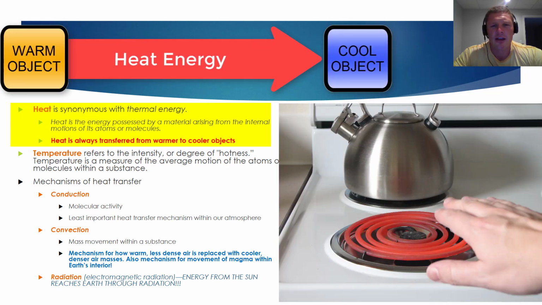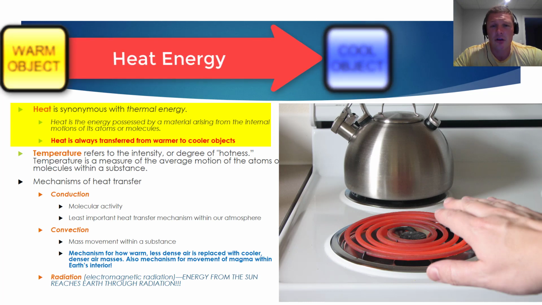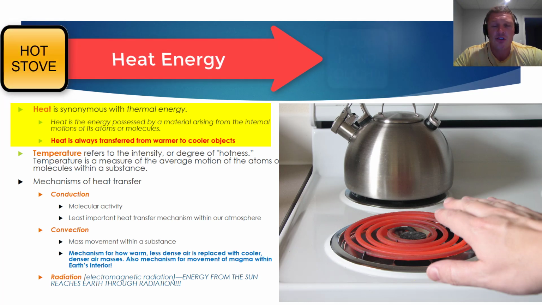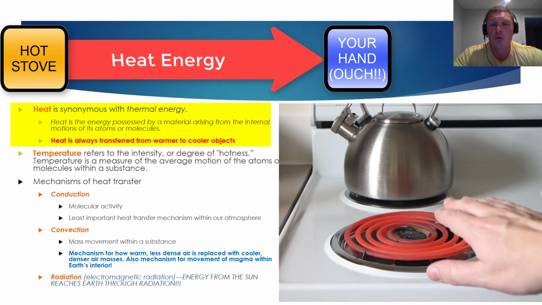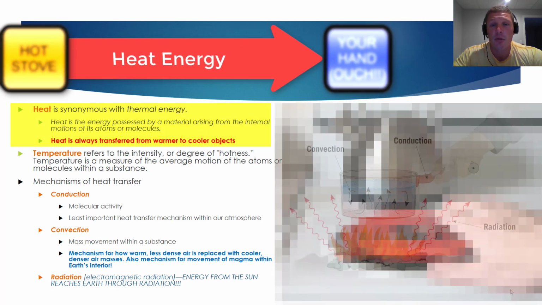I use this as an example, and I don't want you to try it at home, but if you put your hand on a burning hot stove, the stove will transfer energy to your hand because your hand would be cooler than the stovetop. So in terms of heat energy, the heat energy is flowing from the hot stovetop to your cooler hand, and that's what causes you to get a burn.